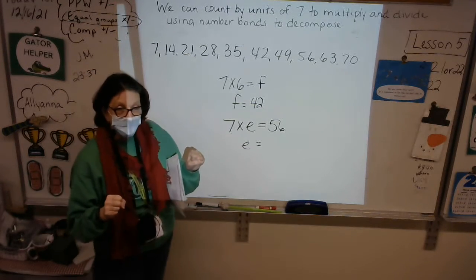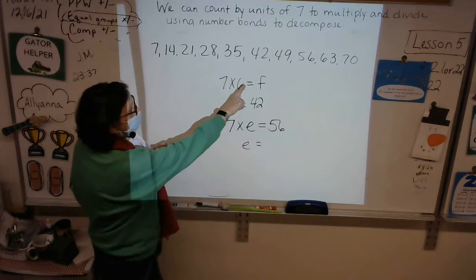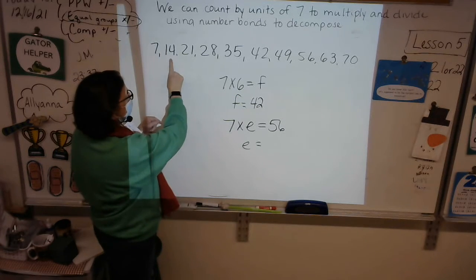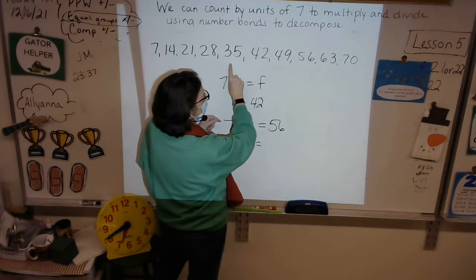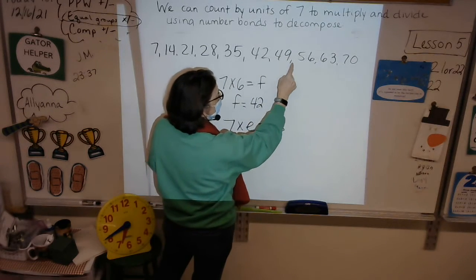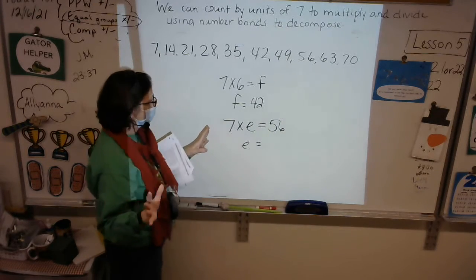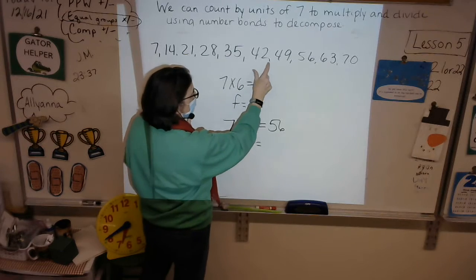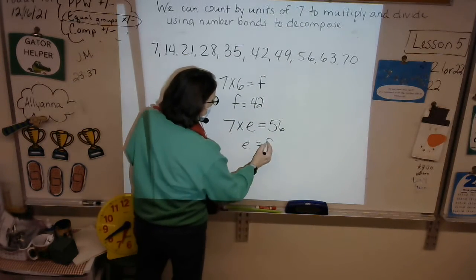Let's see if she's right. We're going to skip count by 7 until we get to 56. We have our numbers up here, so let's use them. 7, 14, 21, and 28, 35, 42, and 49, 56. We're going to stop right there. How many 7s did we count? 1, 2, 3, 4, 5, 6, 7, 8. So E equals 8. Very nice.